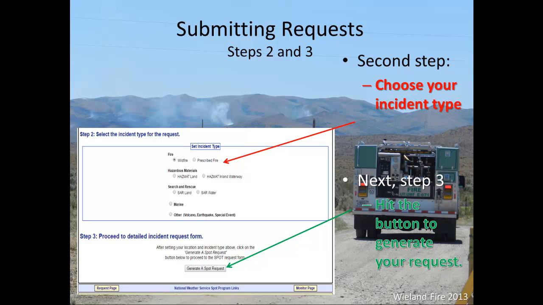Step 2 of the form is pretty self-explanatory. There are 5 different incident types that can be selected. So you can pick one of the selections from fire, hazardous materials, search and rescue, marine, and other. Since most of the National Weather Service Elko's spots are in support of wildland fire operations, we'll do an example of this on the next slide. But for now, we'll move on to step 3, where we will simply click on Generate a Spot Request.